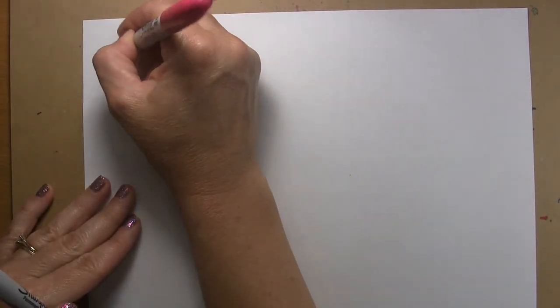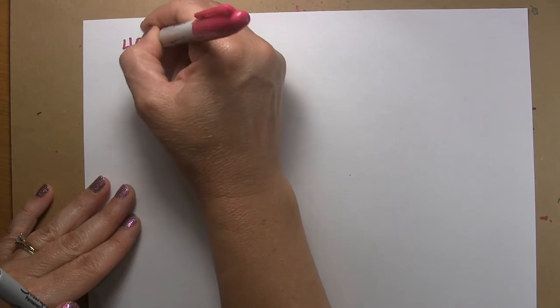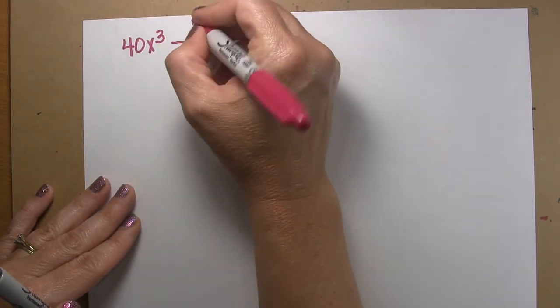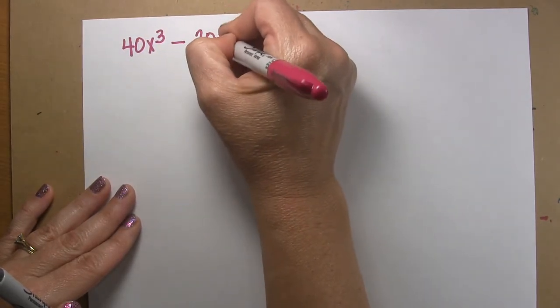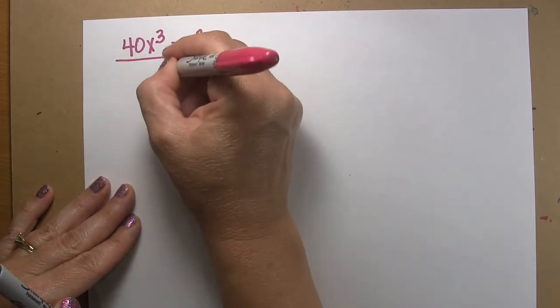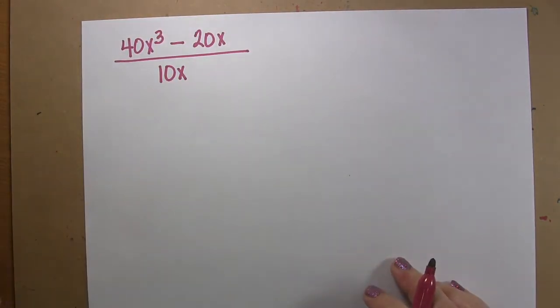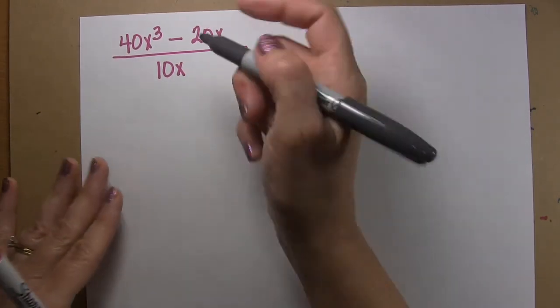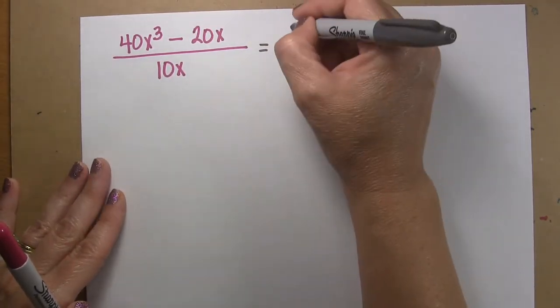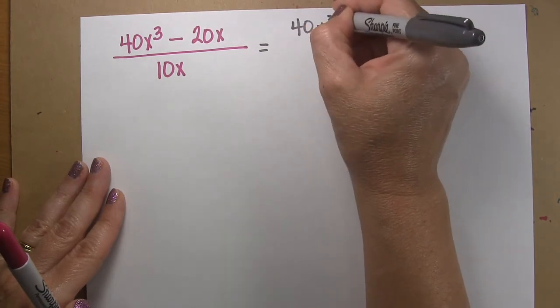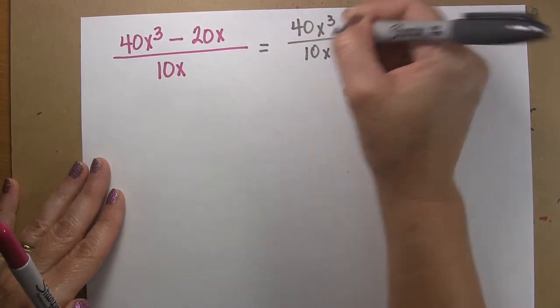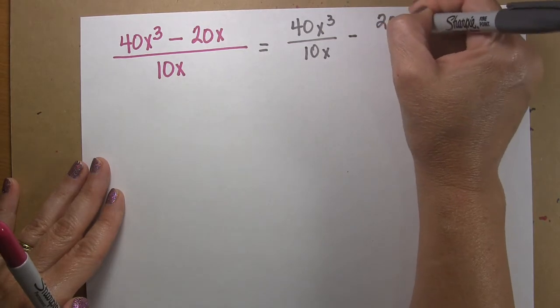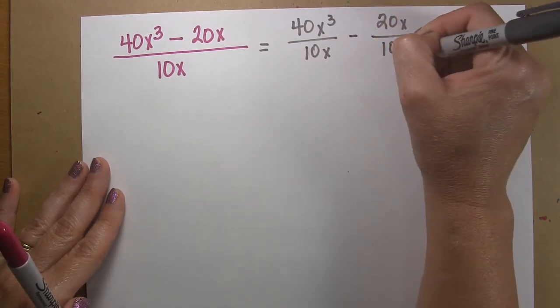All right, let's do another one. A nice, easy one because we're just starting out. So let's say that we took 40x to the third minus 20x. And we're going to divide that by 10x. What are we going to get? Well, this is going to become 40x to the third over 10x minus 20x over 10x.